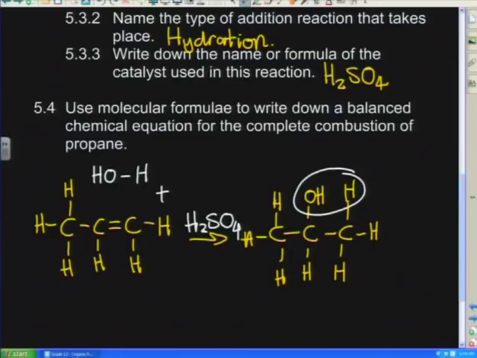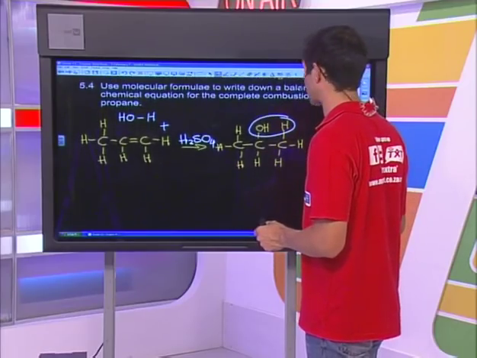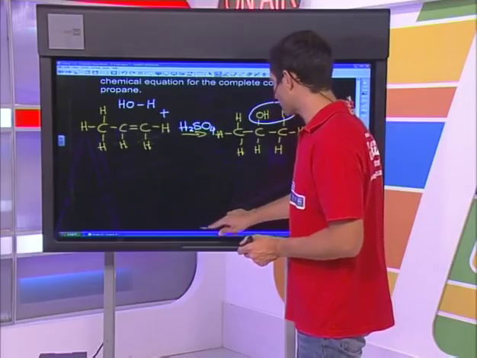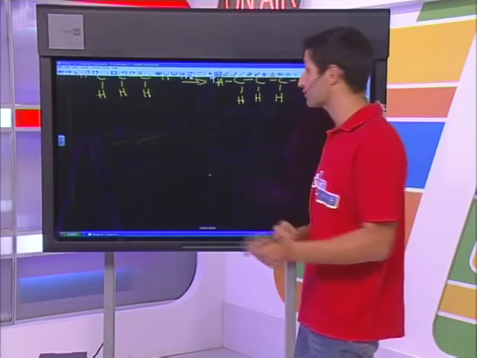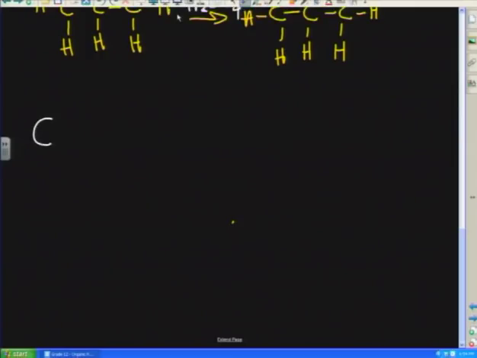Now it says, use molecular formulae to write down a balanced chemical equation for the complete combustion of propane. Now I've got to do a separate reaction. Now this is where people really get stuck. So I gave it to you as an example, and some of you wrote it down, but I want to see if you can do this from scratch. Okay, so propane. So it says balanced molecular formula, so C3H8.